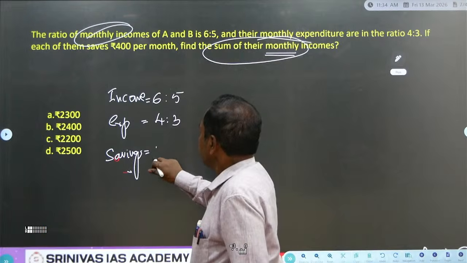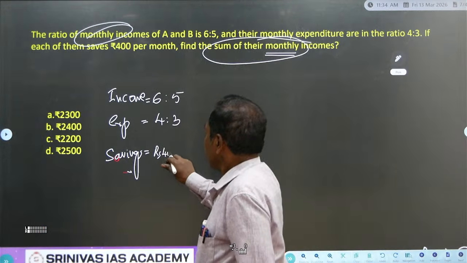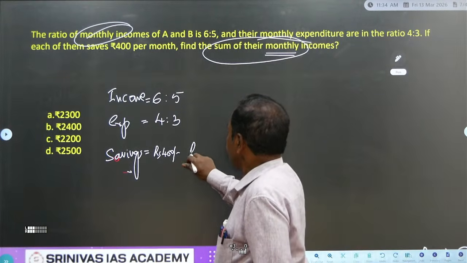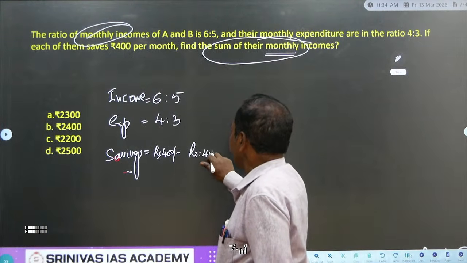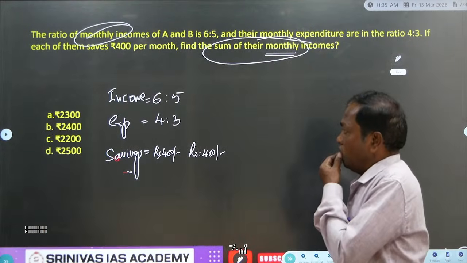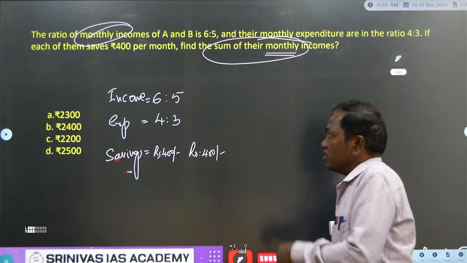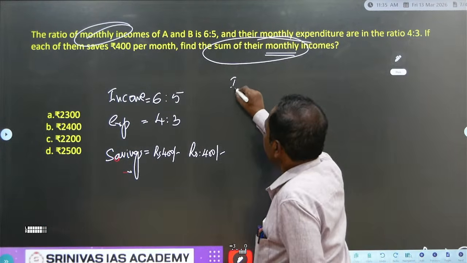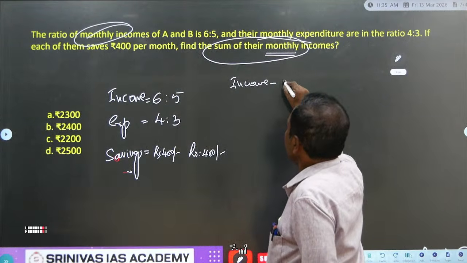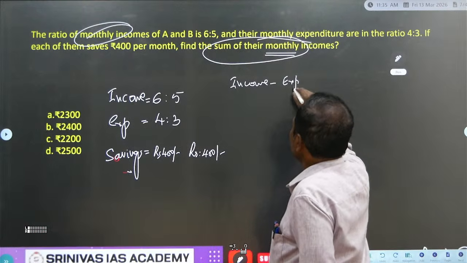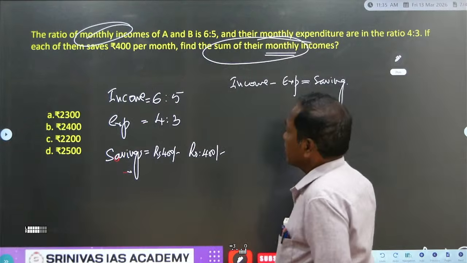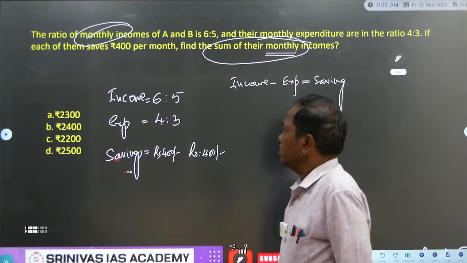rupees 400. Each of them saves rupees 400. Both of them save the same money. And what is the sum of their incomes? Now see, savings is what? Generally, income minus expenditure is equal to savings.